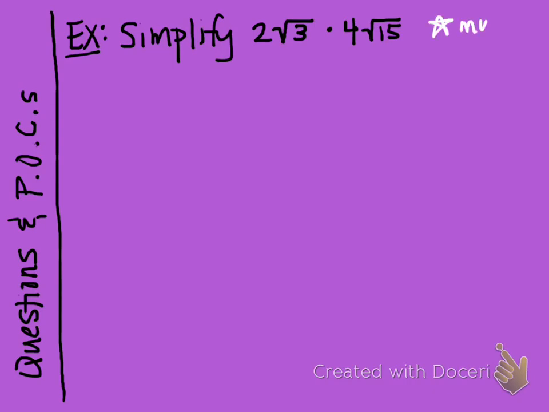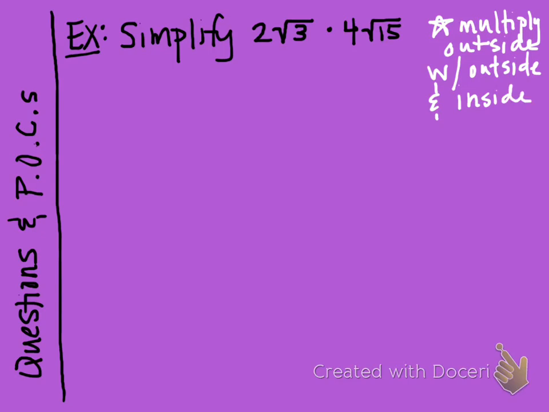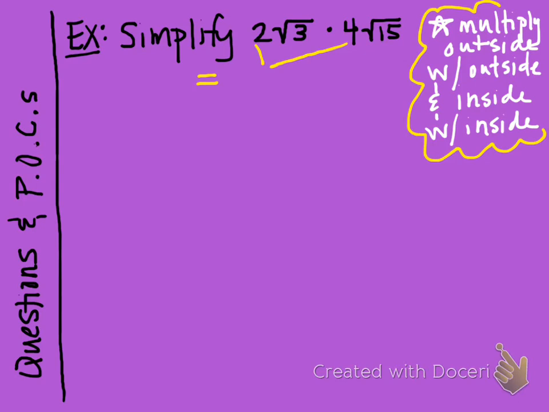You're going to multiply the outside number with the outside number, and the inside number, the number inside the radical, with the inside number. Okay? Never multiply an outside number with an inside number because they're different. One is in the radical and one is not, so they can't be multiplied together. So this is how it works. The 2 and the 4 are both outside numbers, so I'm going to multiply those together to get 8. Now I'm ready for my inside number. I'm going to multiply my two inside numbers, which are 3 and 15, which gives me 45. So that's how I multiply them together.